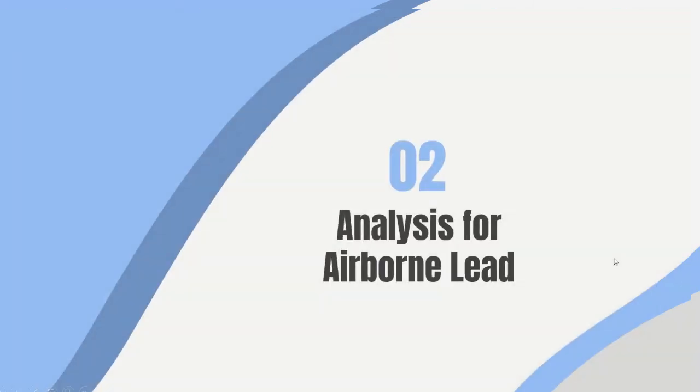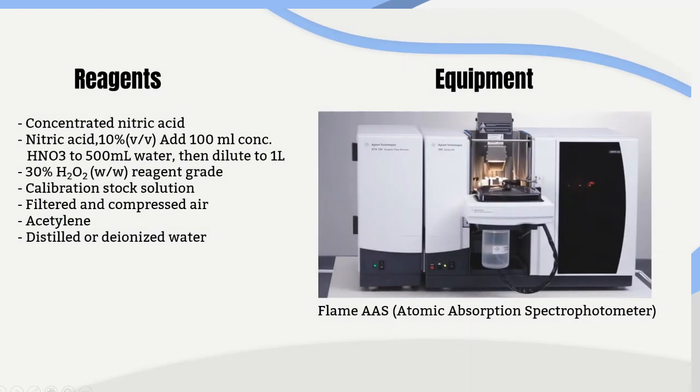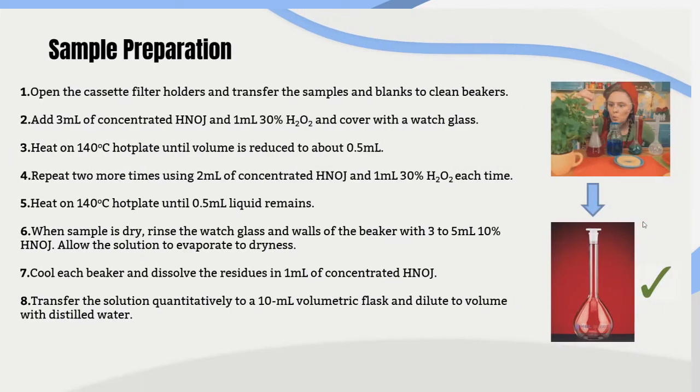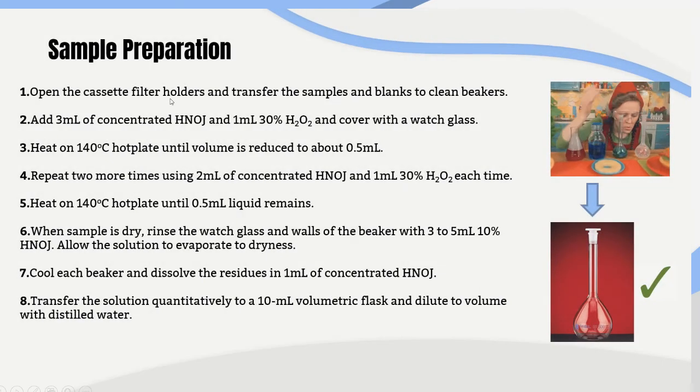Now, analysis for air lead. So, this is the reagent needed for the analysis, and we are using the equipment flame AAS to detect the lead. So, before we continue with the analysis procedure, we need to do 2 things, which are sample preparation and calibration curve. So, to continue from just now, we open the cassette filter holders and transfer the samples and blank to clean beakers, and then add certain chemicals and heat it, and then following the procedure, in the end we will obtain a sample in a 10 ml volumetric flask.